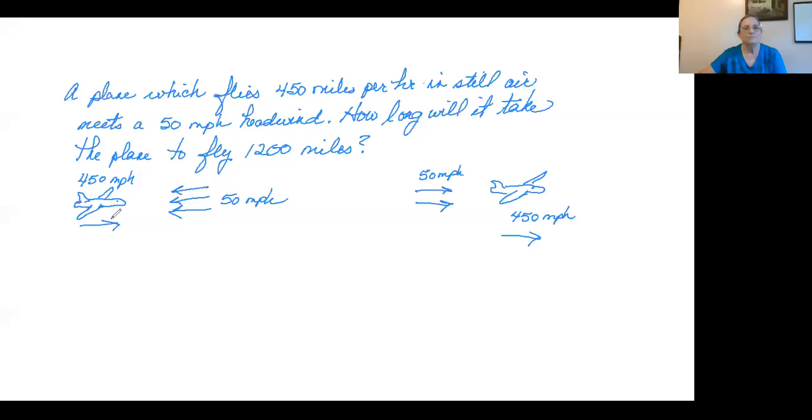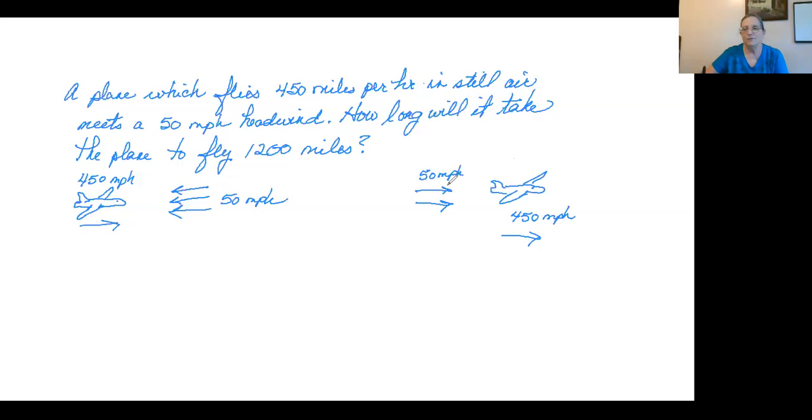So if we look at this kind of situation, if we have a plane which normally flies 450 miles per hour in still air, but the plane meets a 50-mile-an-hour headwind. Now, a headwind is blowing toward it, coming in at its head. How long will it take the plane to fly 1,200 miles?